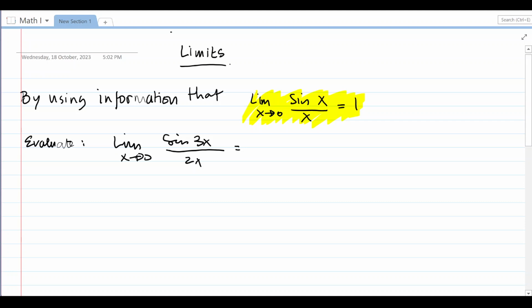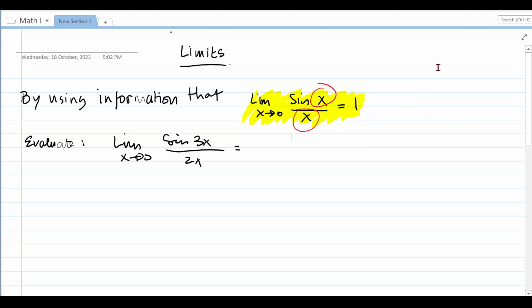Okay, let's continue our discussion on limits. By using the information that the limit of sin x over x as x approaching 0 equals 1, evaluate the limit of sin 3x over 2x as x approaching 0. As you can see in the problem, we are given sin x over x. In other words, the numerator must be the same as the denominator in order for the limit value of sin x over x to equal 1.